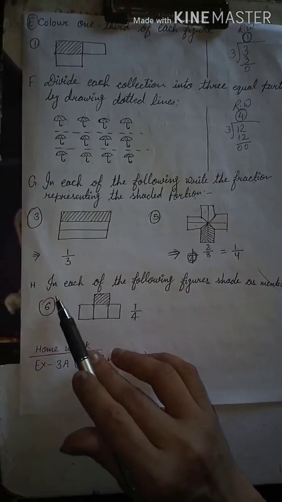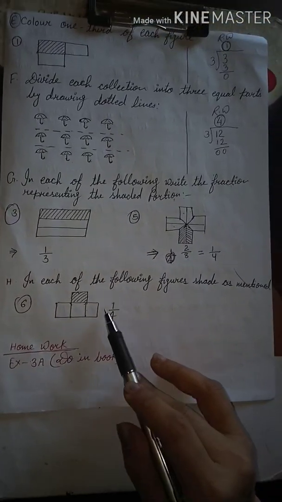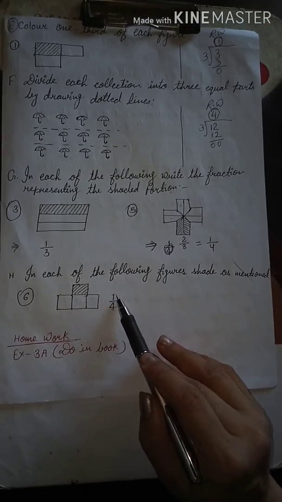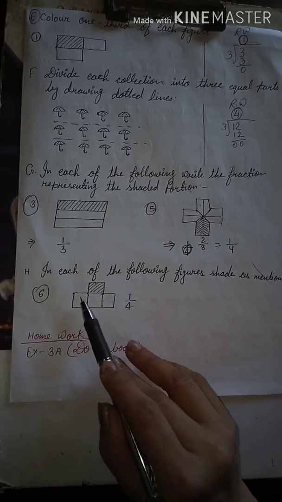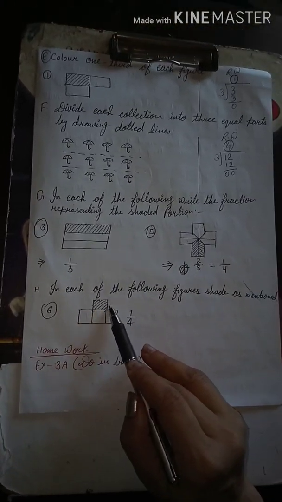Question number H. In each of the following figures, shade as mentioned. Here the question is 1 by 4. Out of 4 equal parts, you have to shade how many parts? 1 part. So here total number of parts is 4, and how many parts do you have to shade? 1 part. So you shade 1 part.